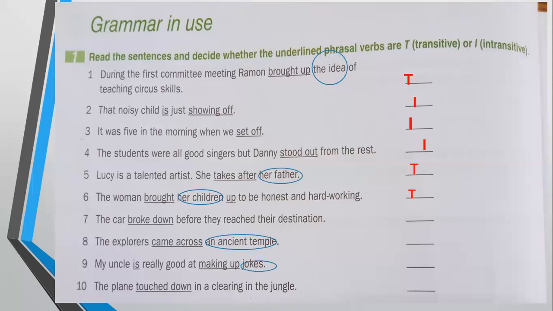The car broke down before they reached their destination. What do you mean by broke down? Excellent. تعطلت السيارة. So here we don't have an object, so it is intransitive.